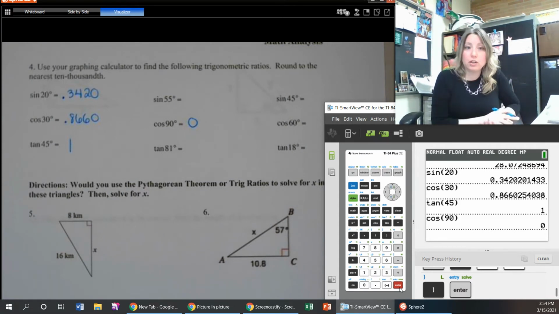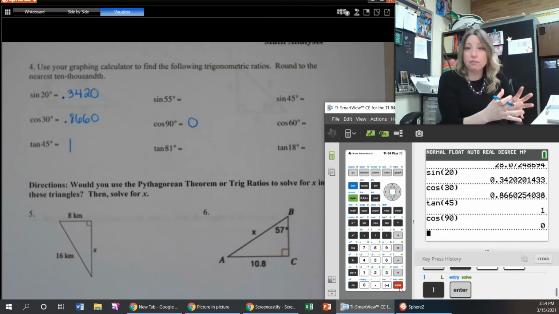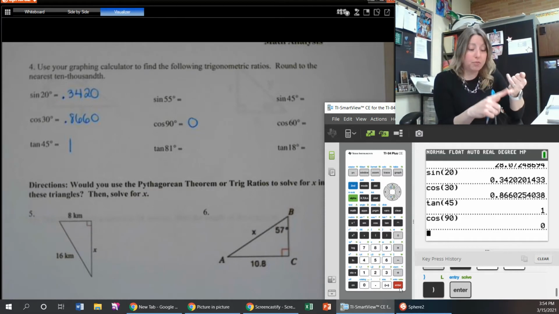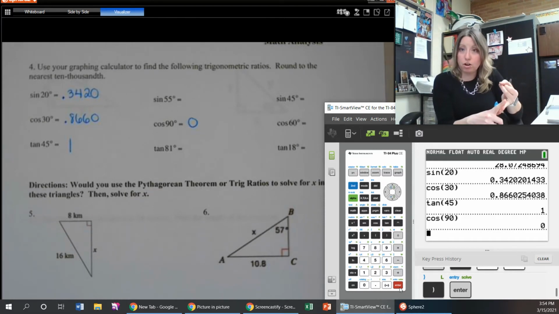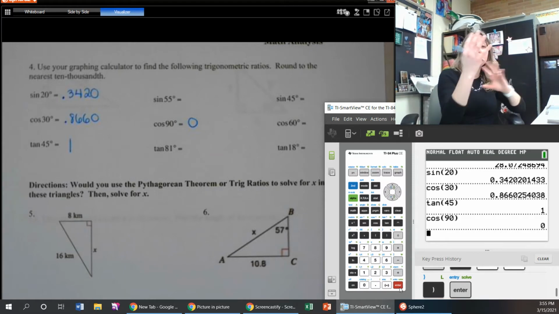So that's just plugging those in. Here's a few triangles where I have a side labeled X. You need to make the decision to use Pythagorean theorem or a trig ratio to solve for x in this triangle. So you state that first and then show your work to solve for x. So both of these will be present.